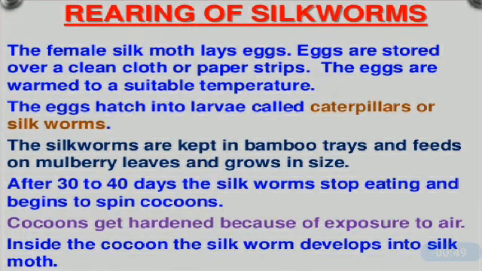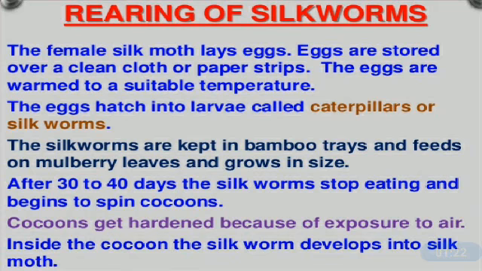First, rearing of silkworms. The female silk moth lays eggs. Eggs are stored over a clean cloth or paper strips. The eggs are warmed to a suitable temperature. The eggs hatch into larvae called caterpillars or silkworms. The silkworms are kept in bamboo trays, feed on mulberry leaves and grow in size. After 30 to 40 days, the silkworms stop eating and begin to spin cocoons, as we have discussed in the life cycle of silkworm also.